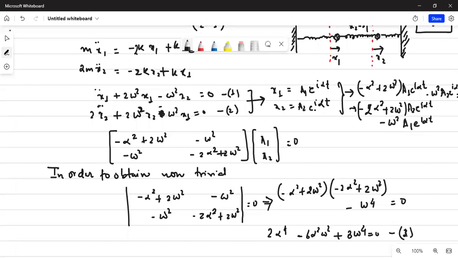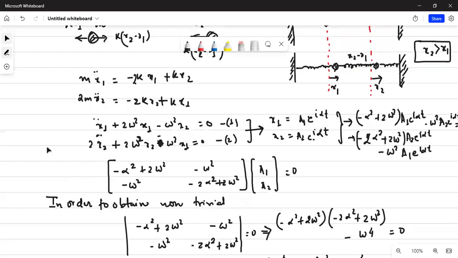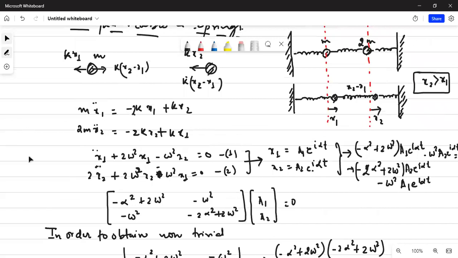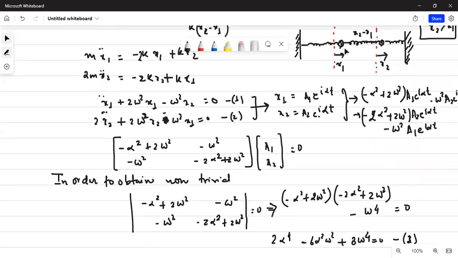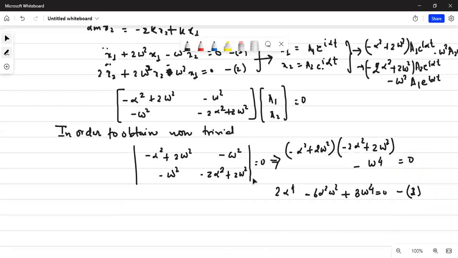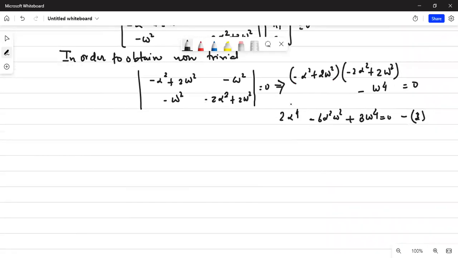Okay, now I want to find what will be alpha in order to obtain the displacements x1 and x2 as a function of time. Since I've assumed them as a function of time, here you can see if I know alpha, I know what are the displacements of the masses m and 2m as a function of time. So this is something that I need to find. If I solve this quadratic equation, you can see that this particular thing is a quadratic in alpha square. So you can solve this.